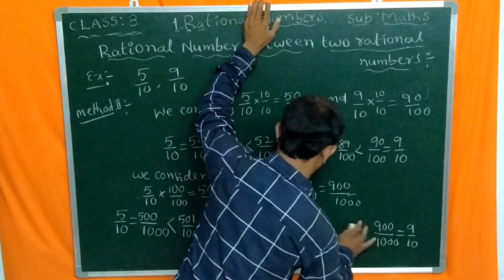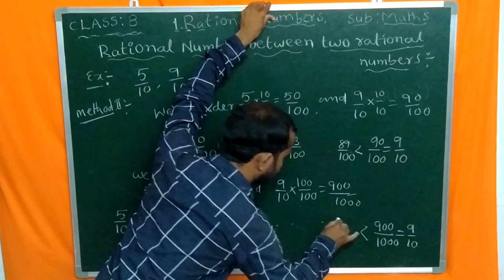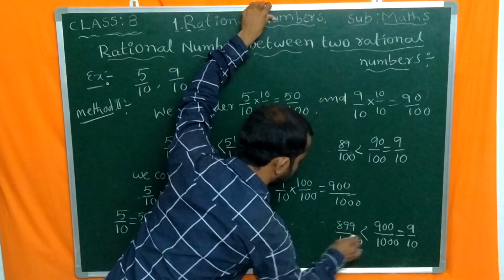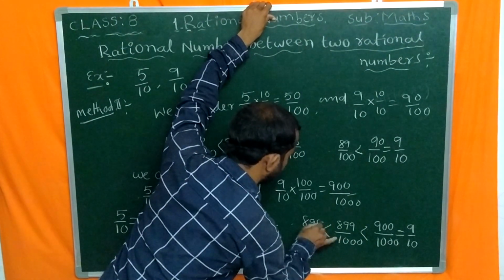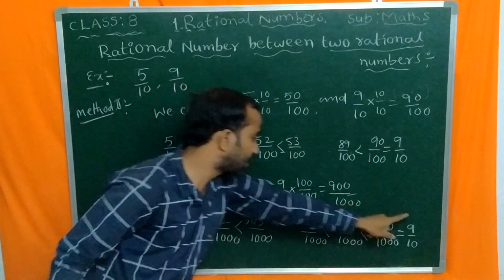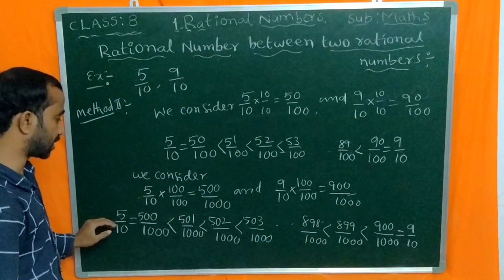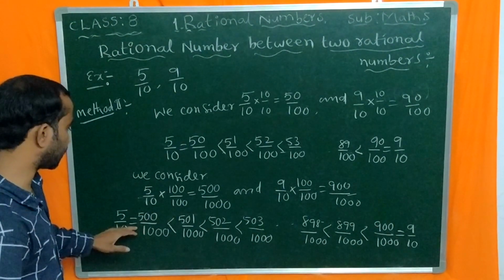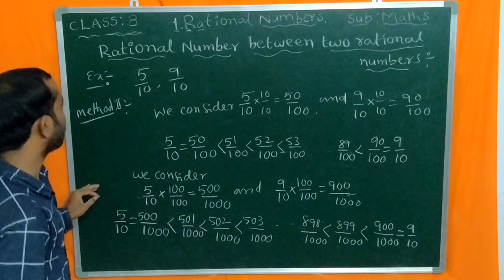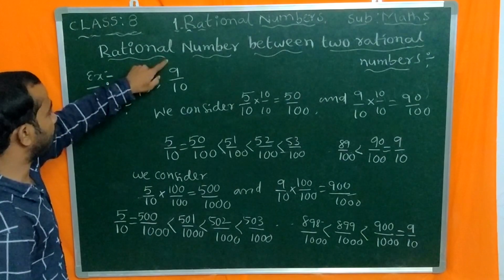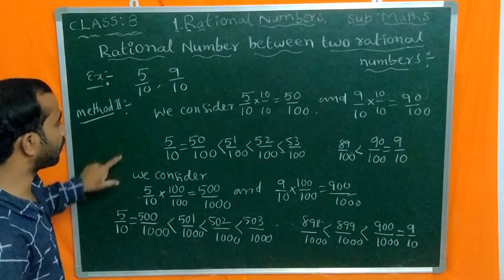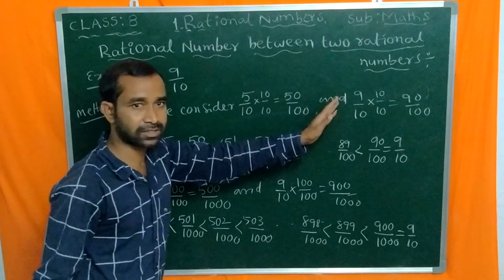So before that, the numbers are 899/1000, 898/1000. Between 5/10 and 9/10 there are so many rational numbers. From this set of rational numbers, we can take 100 rational numbers. So finally, 5/10 and 9/10 are two rational numbers, and between these two rational numbers we can write infinitely many rational numbers.